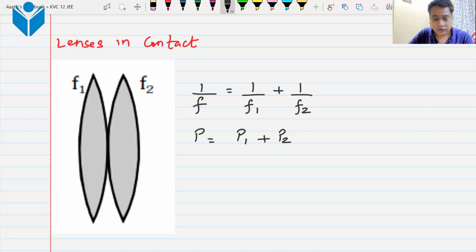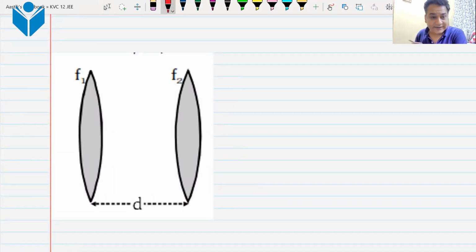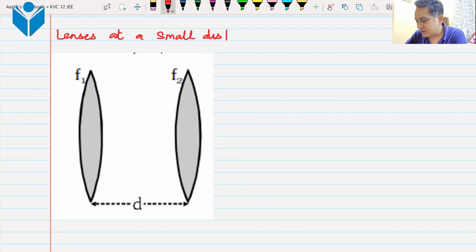Okay. Now, there could be a case where the lenses are not in contact, but they are at a distance d from each other. I'll show you that case also. And here comes that case. I think it is there in your module as well. You can check it. If I have this case, lenses at a small distance. Remember, this distance has to be very small. If that distance is not small, the formula that I am going to give you will not be valid. Remember, it is only valid for a very small distance. Do we understand this? Yes or no?